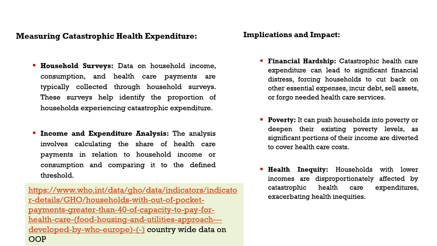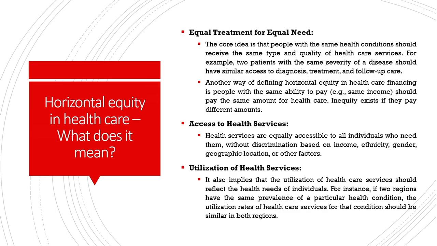So, so far we have understood vertical equity, and as an offshoot of trying to look at vertical equity, we have also been introduced to this concept of catastrophic health expenditures, which is often discussed in the context of healthcare financing. Now, let us move to this concept of horizontal equity in healthcare, what it means, and how we distinguish it from vertical equity.